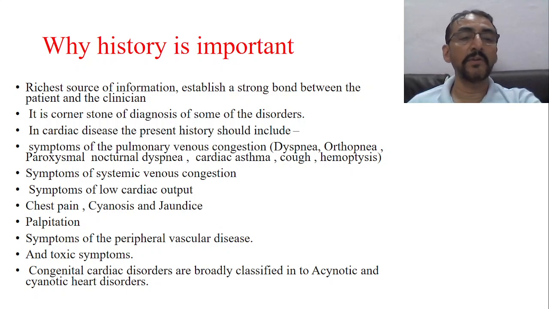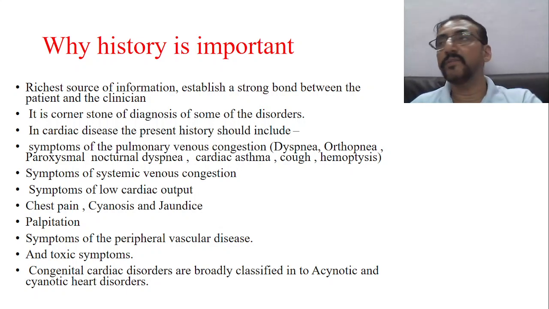Now, symptoms of the peripheral vascular disease. You also have to look into some of the symptoms related to peripheral vascular disease. Maybe there is venous thrombosis and all those things. Then you have to look into some of the toxic symptoms if they are present. Congenital heart disease is broadly divided into acyanotic and cyanotic heart disorders. These are the points that you have to collect from the history.